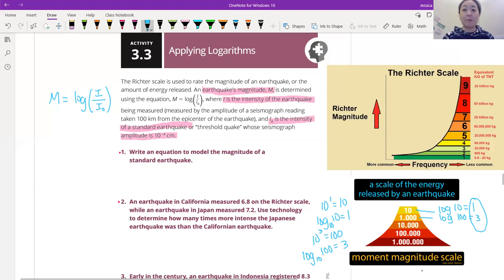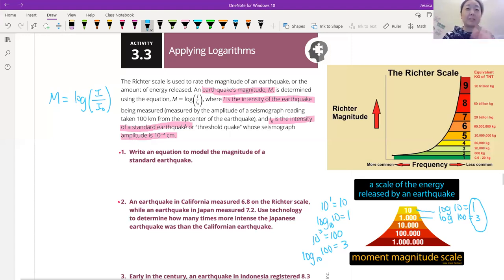But anyway, the moment magnitude scale gives the numbers that you'll see, and it's a lot more accurate than the Richter scale. I think in the 70s they replaced this, but apparently not a lot of people know that. I had to do some research. So the earthquake's magnitude M is determined by using this equation. If you notice right here, you see log, right? So M, which is the magnitude, is equal to the log of the intensity over I0, which is the intensity of a standard earthquake, whatever that threshold is.